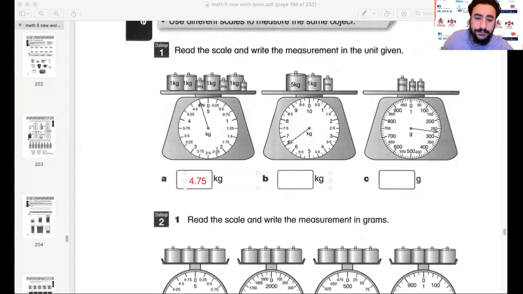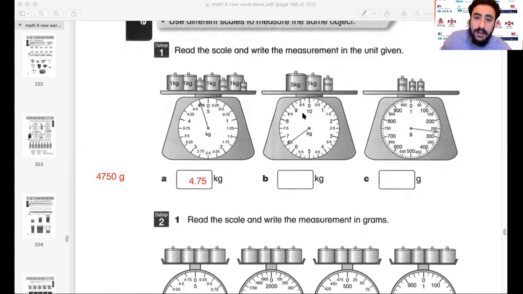Okay, so I'm going to write here directly that this one is 4.75. If he was asking about this in grams, not kilograms, you would say this is 4,750 grams. But the unit here is kilogram, so you should write kilogram, so it's going to be 4.75. So you have two options: either you can read the scale or you can count all the measurements up here.